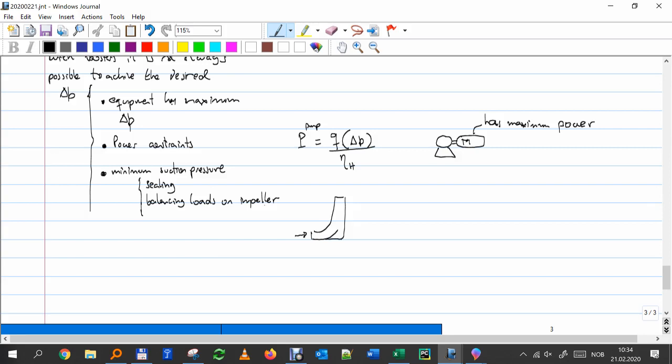Let's keep it here: balancing loads on the impeller, reducing loads on the bearings, okay? Because if you don't have this minimum pressure, you're not able to balance the loads, and then you're pushing the axis against this bearing, and it's going to get destroyed very quickly, okay? What other constraint do we have? We are forgetting something important.